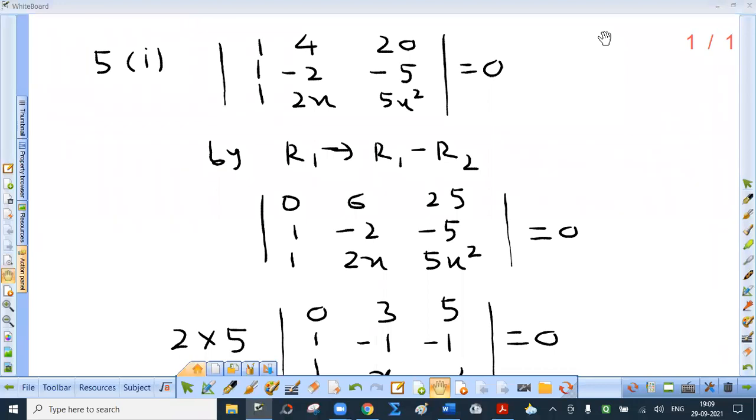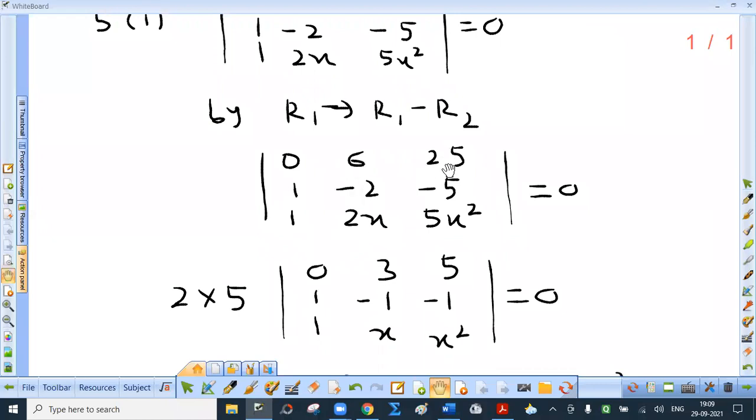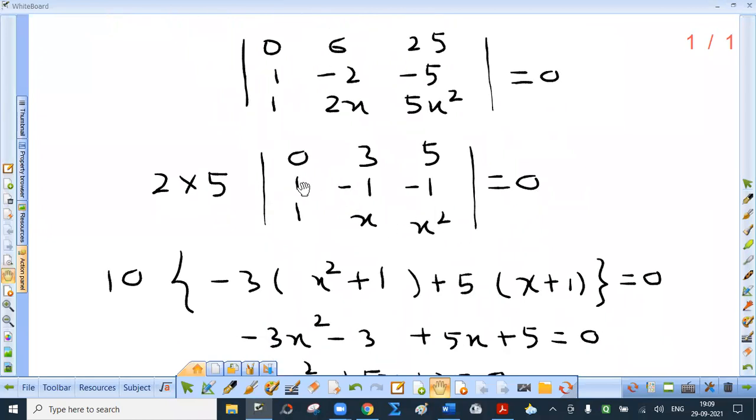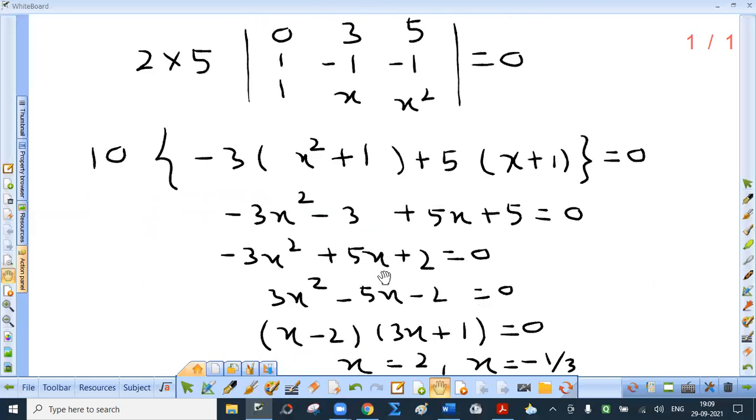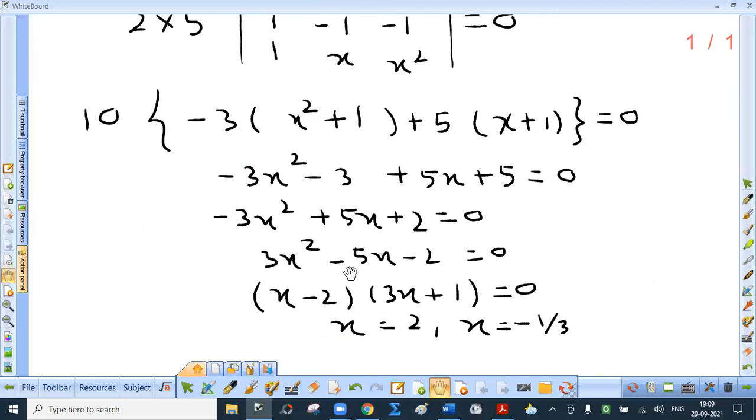So this determinant is 0. Actually, you can directly expand it, but I have used R1 changes to R1 minus R2. Then I have taken 2 common from C2 and 5 from C3. Actually, we should write that and then expand the determinant. You have to be careful. 0 into something 0, minus 3 into, omit this row and this column. So x square minus minus 1, that is plus 1, plus 5 into x plus 1. So divide by 10 and then open the brackets to get this quadratic equation: 3x square minus 5x minus 2 equal to 0.